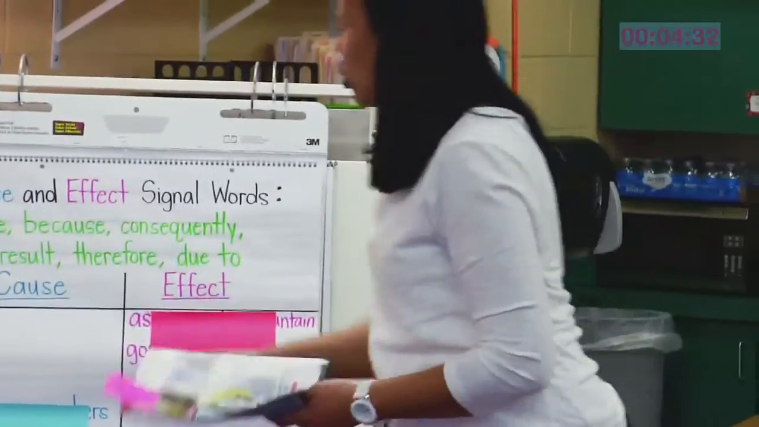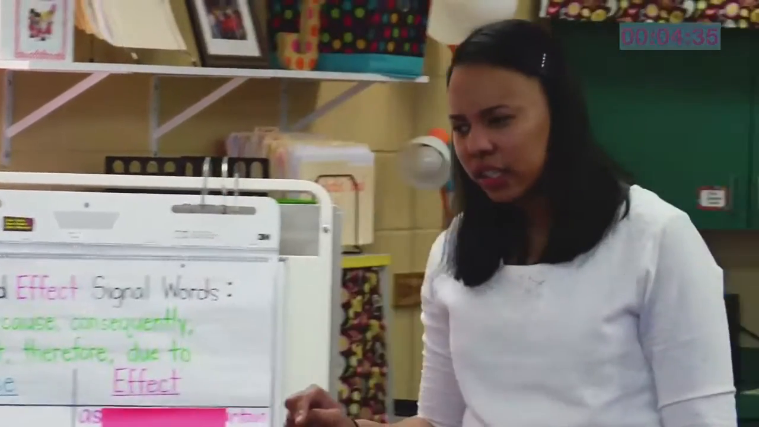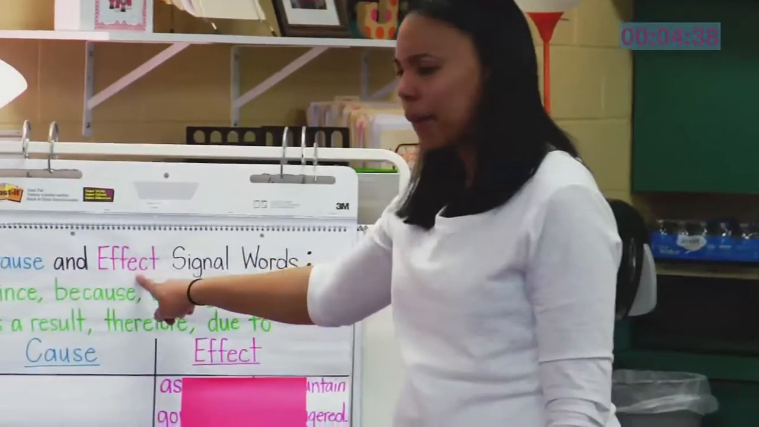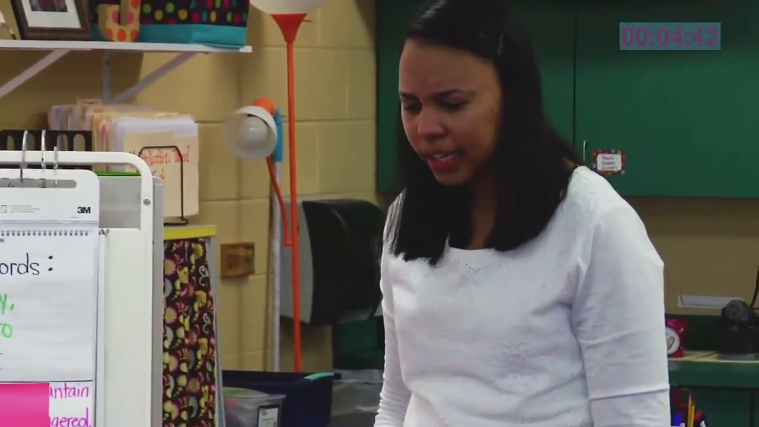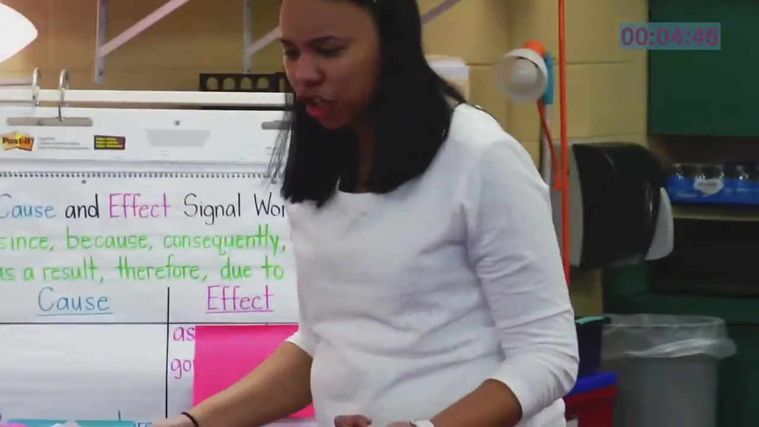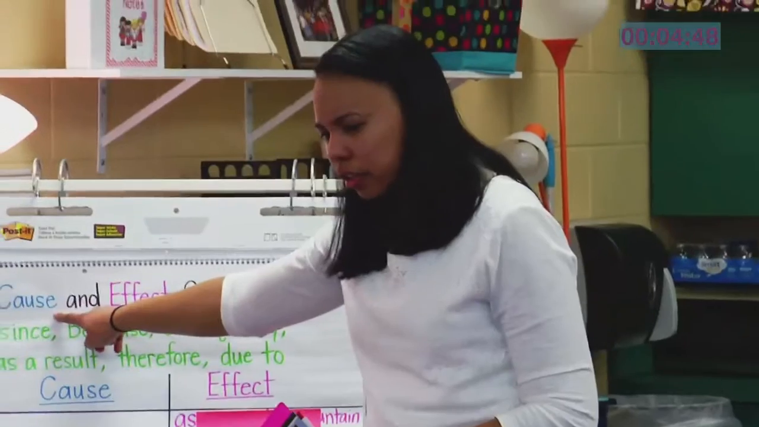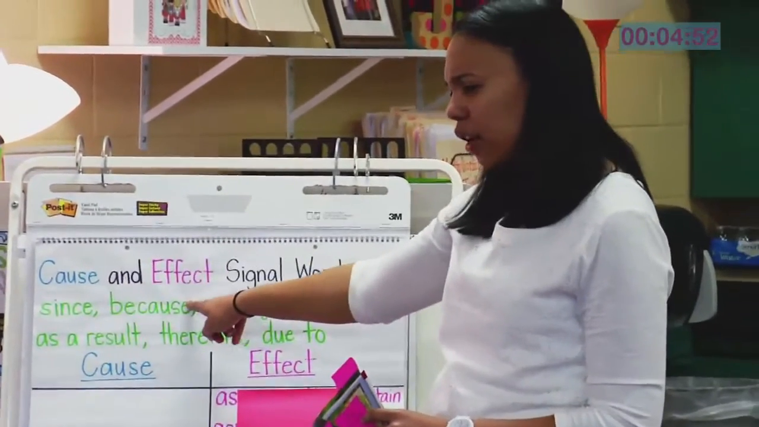I see my topic sentence is mountain gorillas are highly endangered. So I need to think, is that my cause? Is that an event? Or is that what happened? How do I determine that as a reader? Think time. Mountain gorillas are endangered. Is that the cause? Is that the event that happened? Or is that the effect of the event?